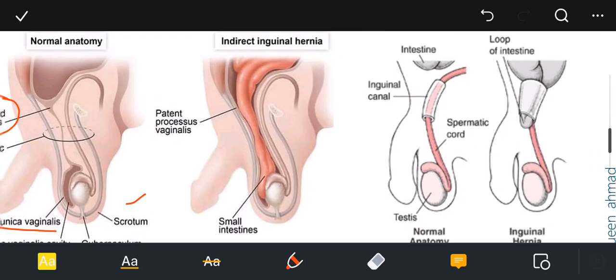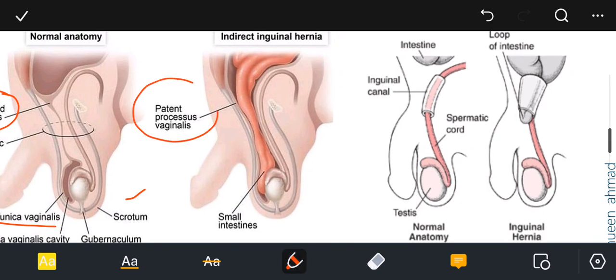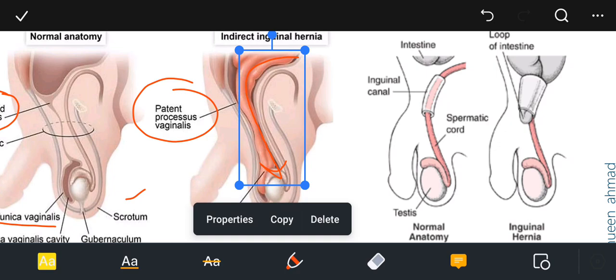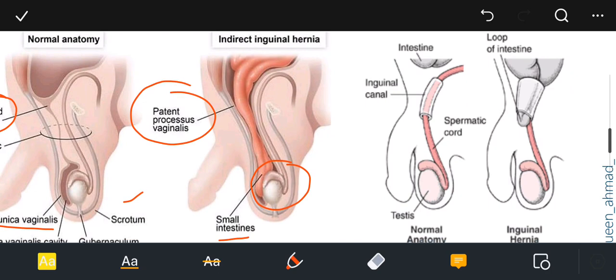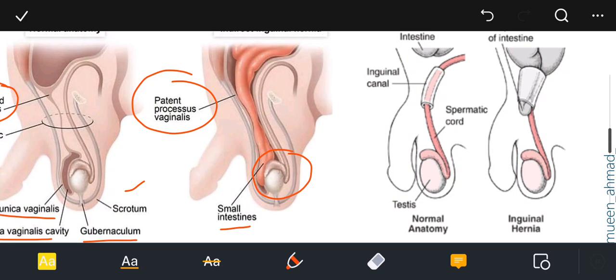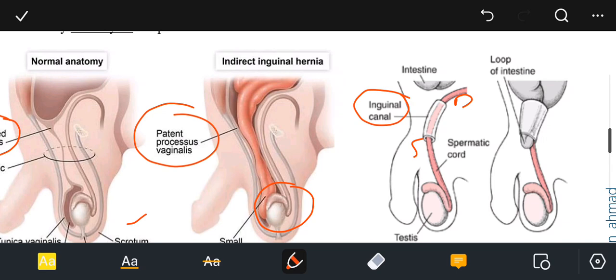After that we have the patent processus vaginalis over here. If the processus vaginalis is patent, the inguinal contents can descend downwards through that patent processus vaginalis. Here you can see the small intestines. In this picture you can see the normal anatomy, like the spermatic cord, and the inguinal canal with a deep inguinal ring and the superficial inguinal ring. In the inguinal hernia, a loop of intestine traverses the inguinal canal from the deep inguinal ring to the superficial inguinal ring and into the spermatic cord and the testes.